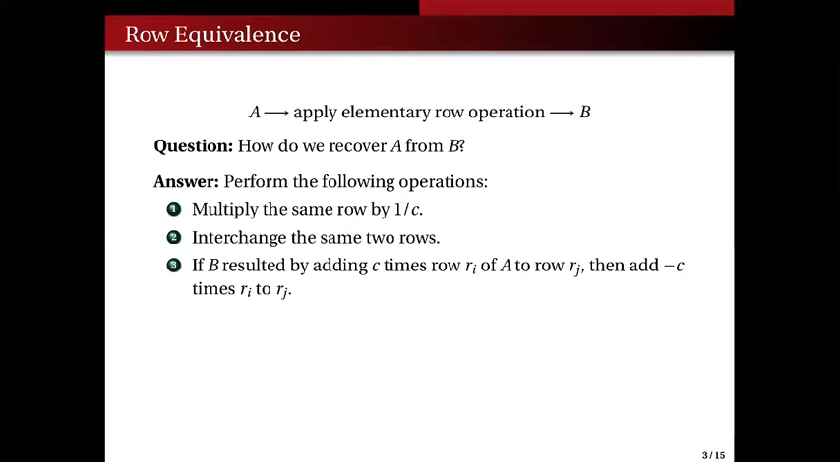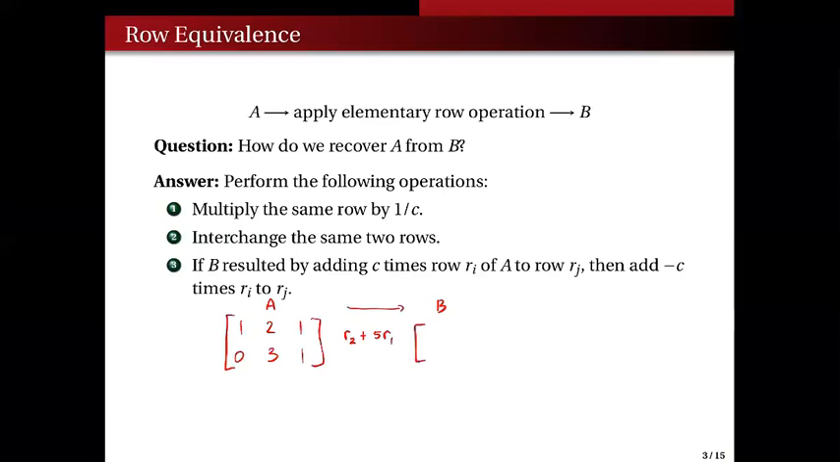Okay? So, for example, let's have this again. 1, 2, 1, 0, 3, 1. This is your A. We want to convert this to B. We look at this: add C times row I to row J. So suppose let us change row 2 by row 2 plus maybe 5 times row 1.